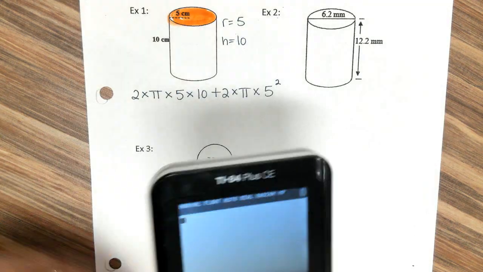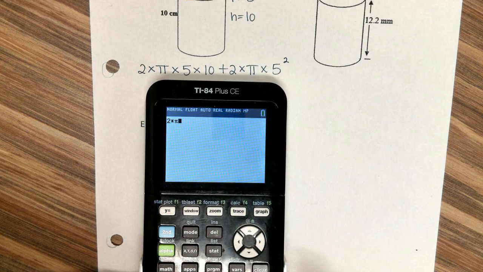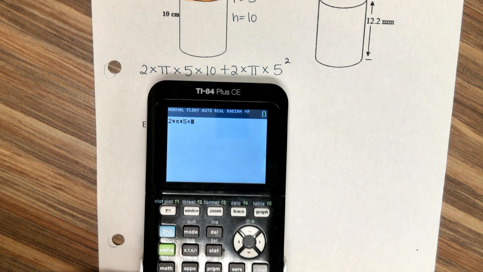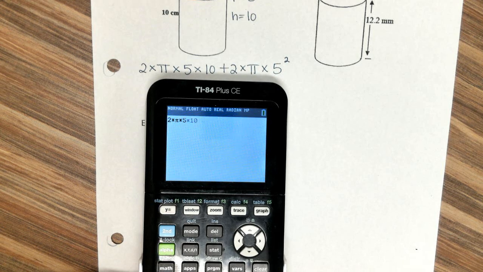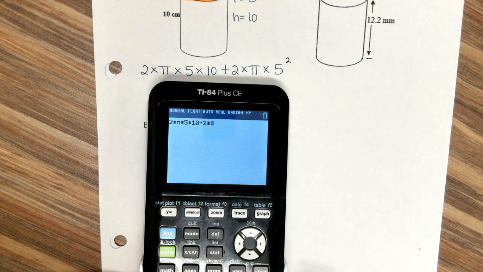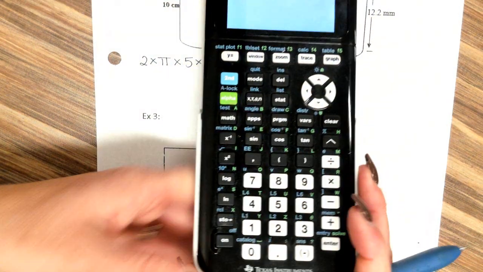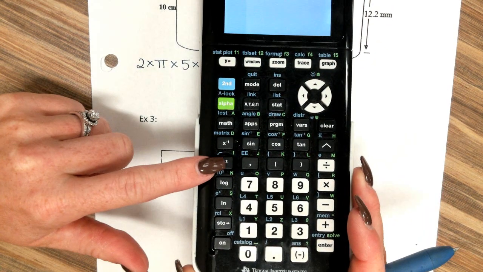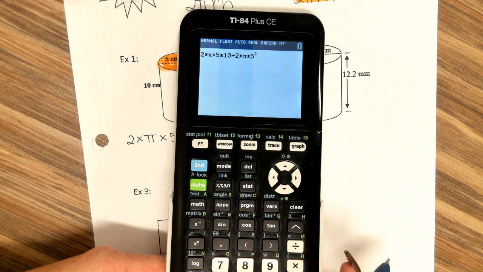All right, here we go. 2 times pi times 5 times 10. Everybody should be typing it in. Plus 2 times pi times 5 squared. Do y'all all remember where the squared button is right here? Okay. Hit enter. Now, if you're in mode float 2, it already rounded your answer.